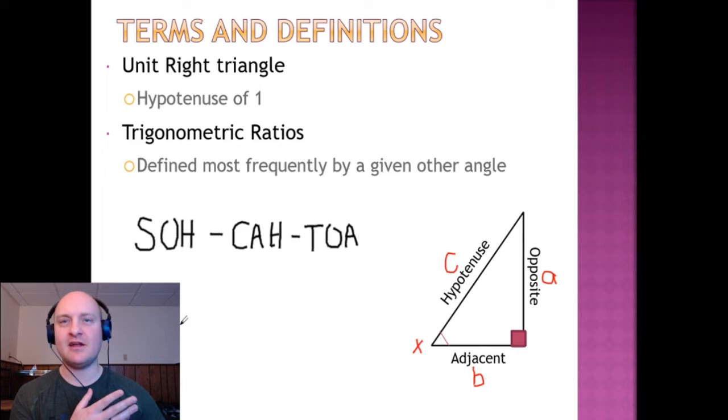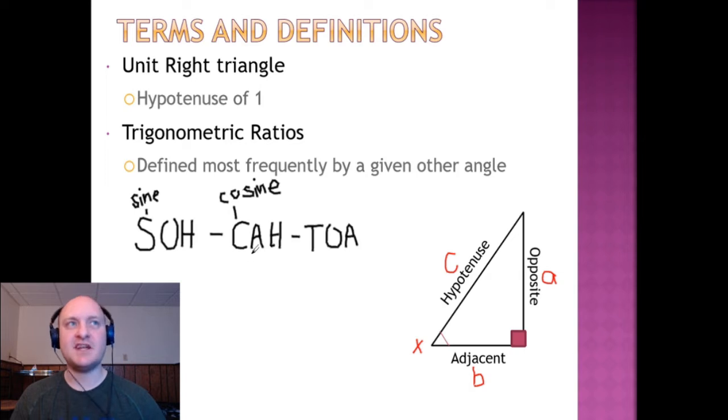Every letter in here stands for something. S stands for sine, and what are we dealing with in sine? We're looking at opposite over hypotenuse. What's cosine? Adjacent over hypotenuse. What about TOA? That's opposite over adjacent.